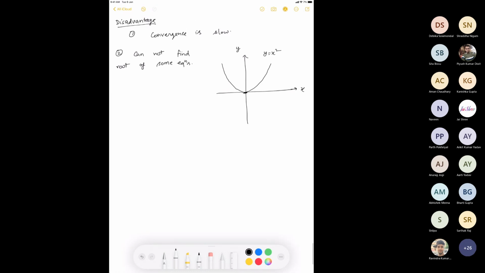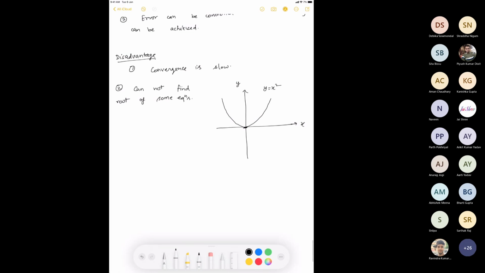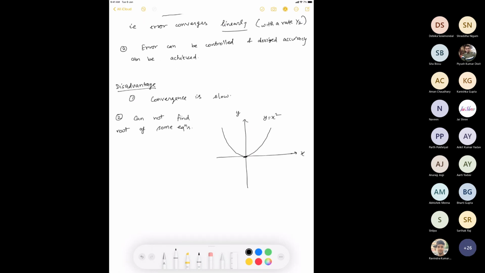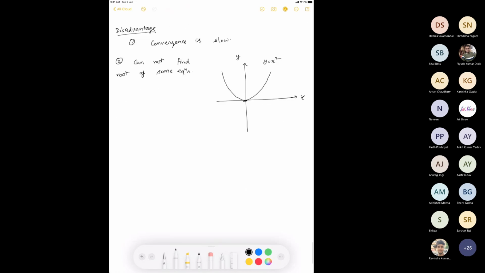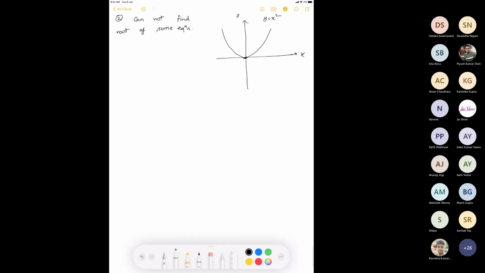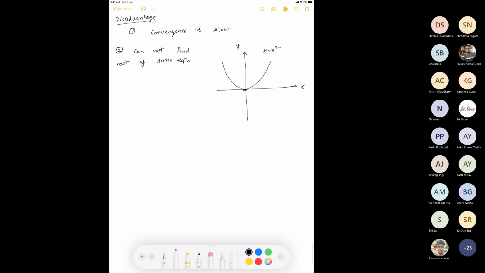Okay, so the next thing in this direction: we could realize that the main drawback of this method is that it is a slow convergence method. The convergence is just linear. So we will be seeing a method which will converge at a higher rate than this method. Okay, so we are going to stop here.